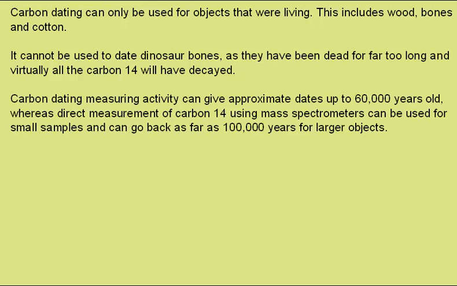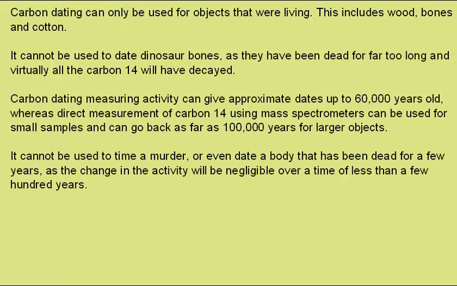Carbon dating measuring activity can give approximate dates of up to 60,000 years old, whereas direct measurement of carbon-14 content using a mass spectrometer can be used for small samples and can go back as far as 100,000 years for larger objects. It cannot be used to time a murder or even a date that a body has been dead for a few years, as the change in the activity would be negligible over a time of less than a few hundred years.